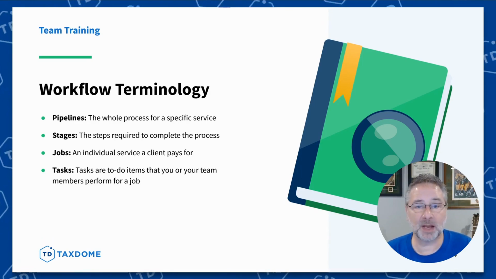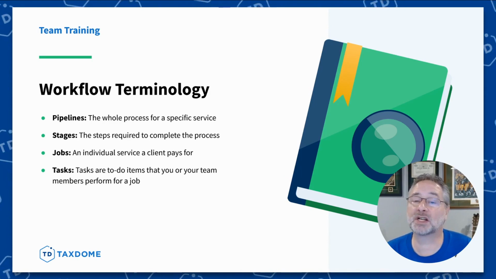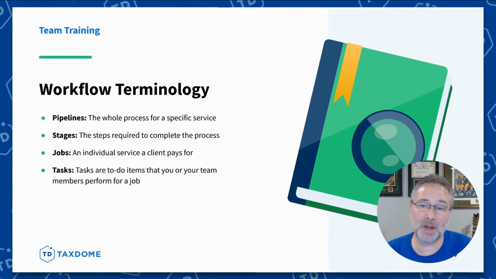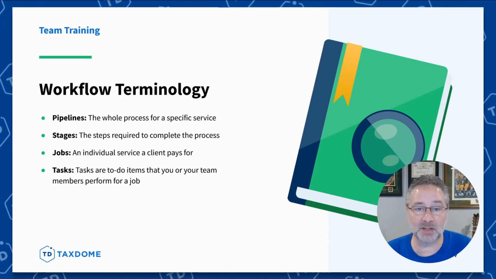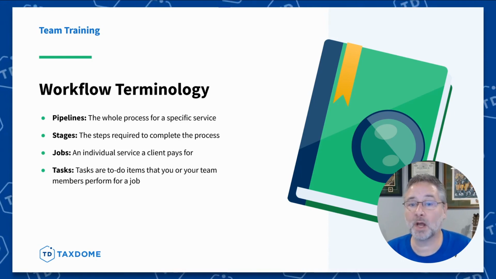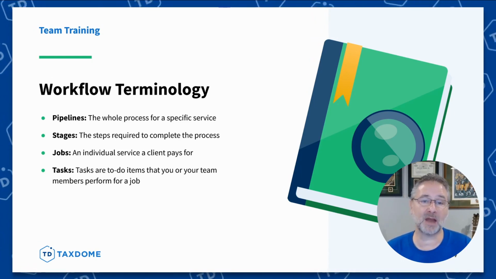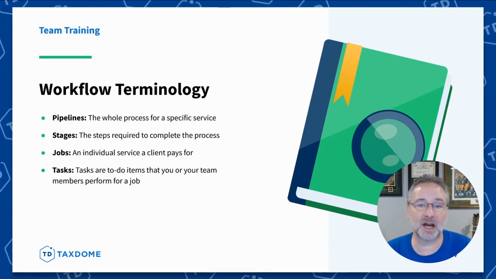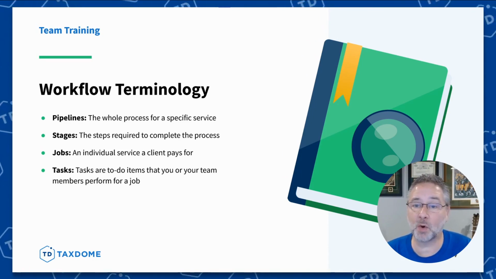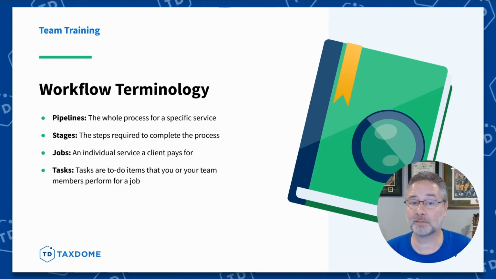Jobs are those same processes, but for certain clients. Jobs always need to be in a pipeline. So depending on what the job is for, you will add it to the appropriate pipeline. And finally, tasks are just the individual actions you or your team need to complete.